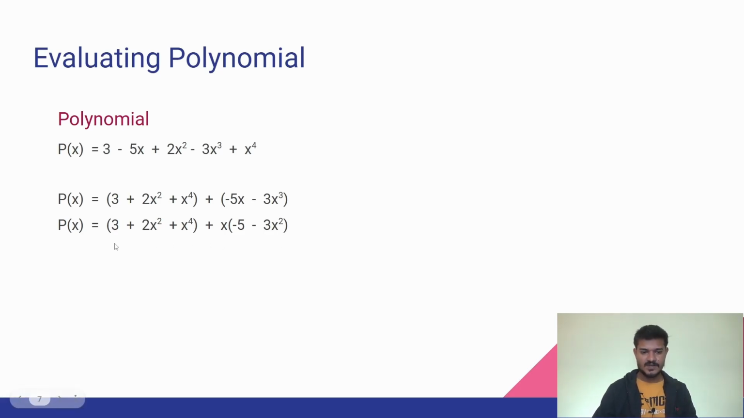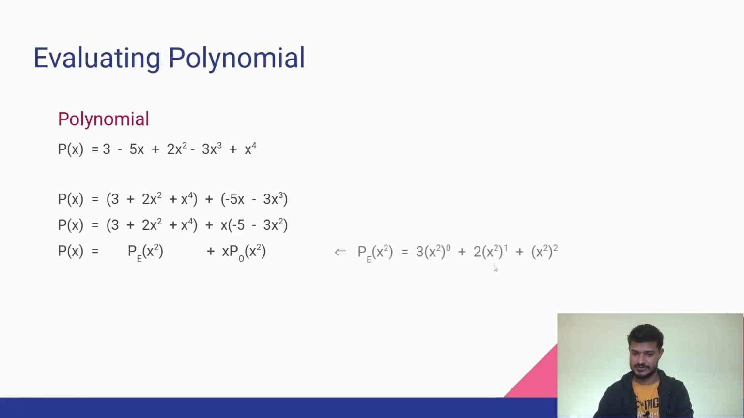In many of the articles that you'll read for FFT, you'll find these two are given special names, PE and PO, right? PE stands for even degree terms, and PO stands for odd degree terms. And both of them are actually polynomials of x square, right? Basically 3 times x square raised to the power 0. Let me show you here. So this thing is a polynomial of x square.